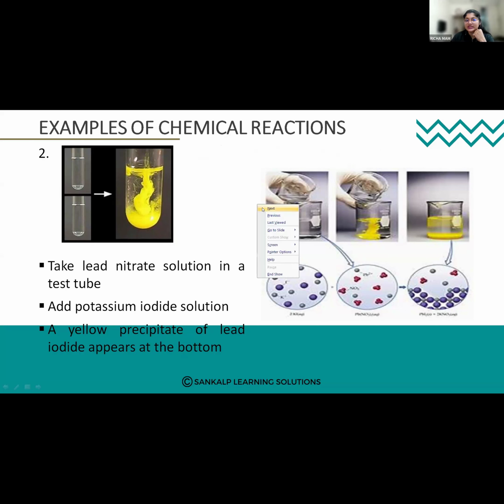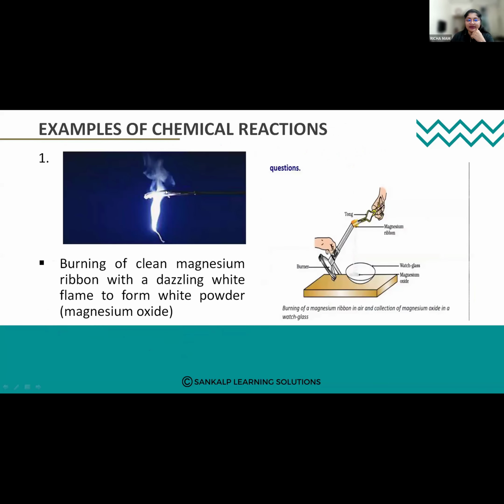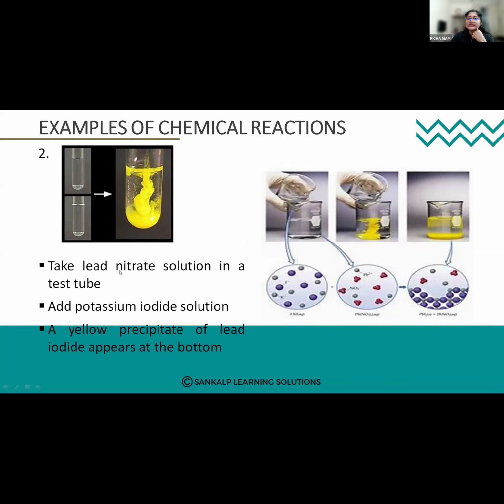I hope these two examples are clear. Previously we have seen the chemical reaction. The first example was of magnesium ribbon. Then the second was with two different solutions, two different chemicals. One was lead nitrate, then another was potassium iodide. So when we mix these two solutions, we get a yellow precipitate of lead iodide. So this was the reaction, right? Are these two examples clear? So shall we move to the next one?